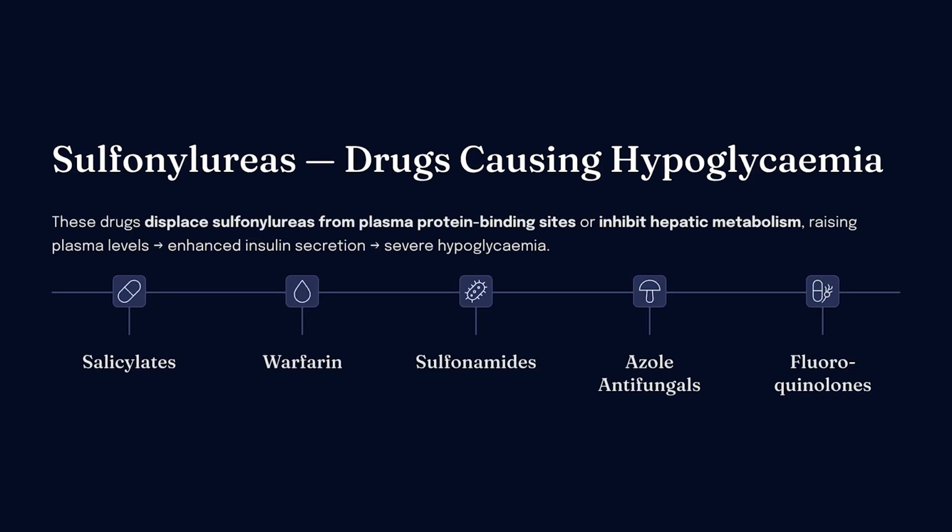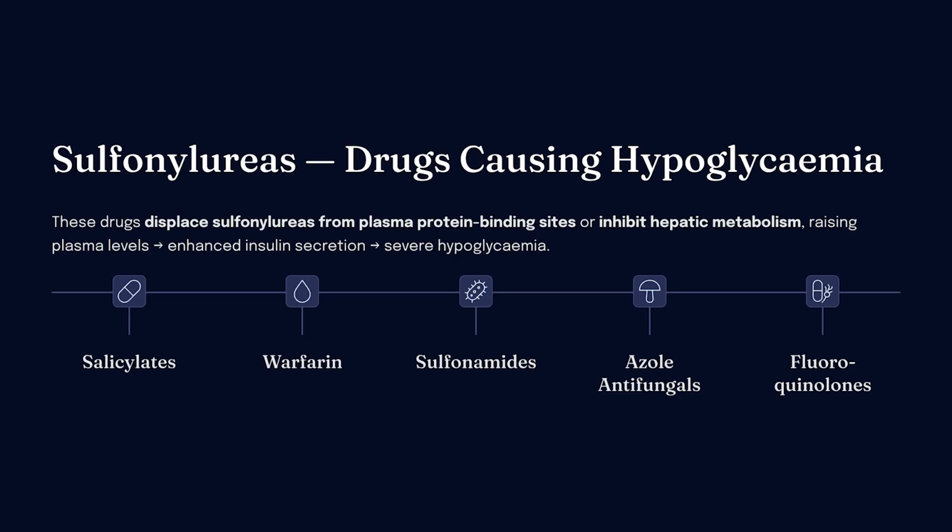Sulfonylureas and drugs causing hypoglycemia. One of the most important adverse drug interactions with sulfonylureas is the development of severe hypoglycemia. This occurs when certain drugs either displace sulfonylureas from plasma protein binding sites or inhibit hepatic metabolism, leading to higher plasma levels of sulfonylureas. Several drugs share this common mechanism. These include salicylates, warfarin, sulfonamides, azole antifungals, and fluoroquinolones.